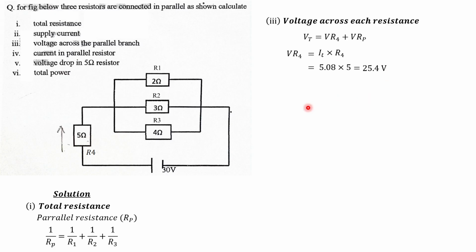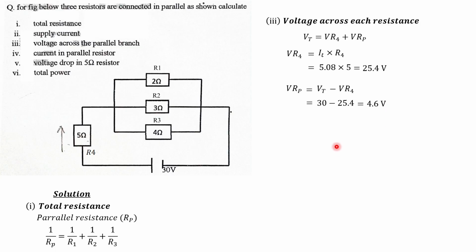All right. So to calculate the voltage across the parallel network, that is VRP, we are going to subtract the voltage across R4 from the supply voltage. Okay, that will give us the voltage across the parallel circuit. So VRP is equal to VT, which is the total voltage, minus VR4. And this is equal to 30 minus 25.4, which is equal to 4.6 volts. So the voltage across the parallel circuit is 4.6 volts. I hope you understand.